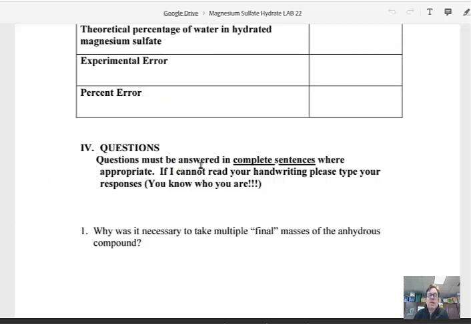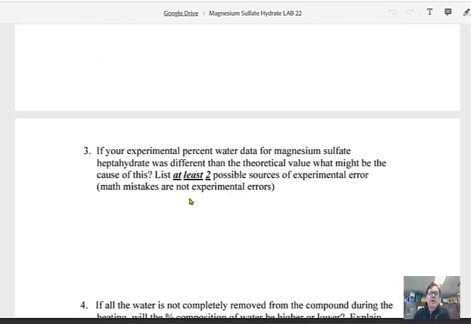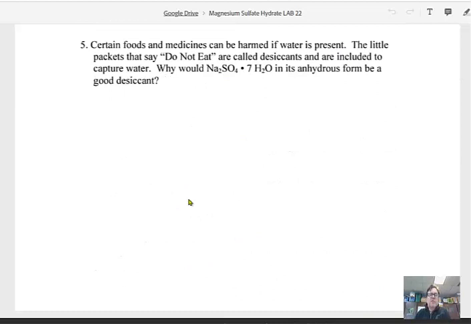Please note it does say it must be answered in complete sentences where appropriate. That means a complete sentence: start with a capital, have some punctuation usually in the middle, and end with punctuation. Also note, if I cannot read your handwriting, please type your responses. I want to be able to read this, so those of you who don't have the neatest handwriting, please make it readable. There are five questions in there.